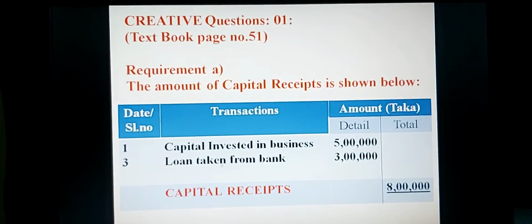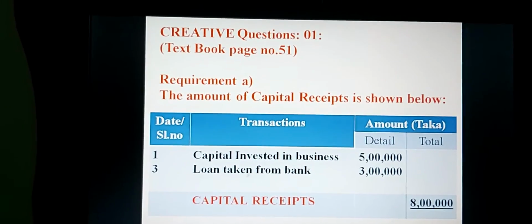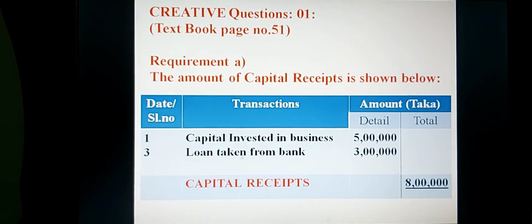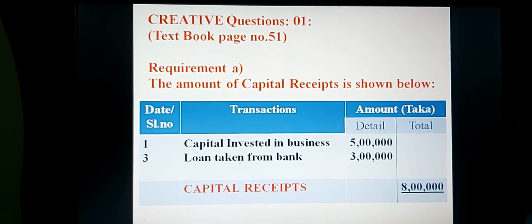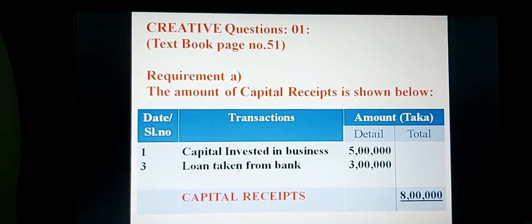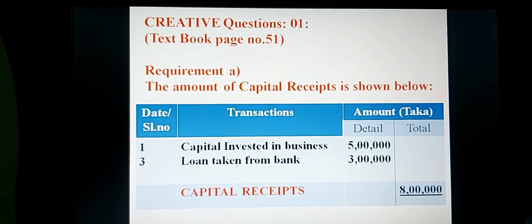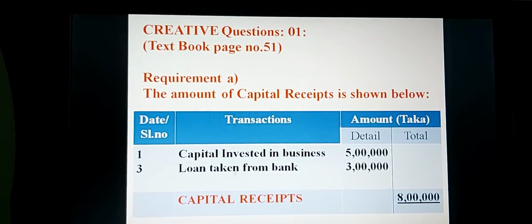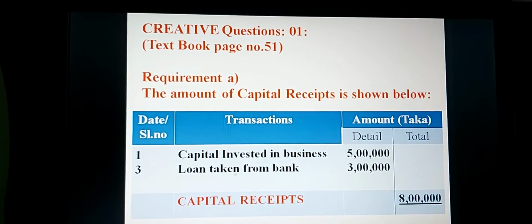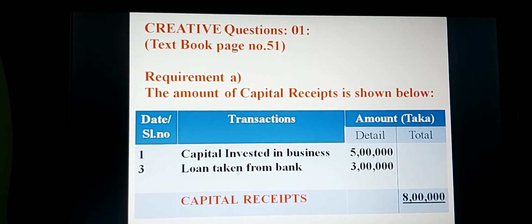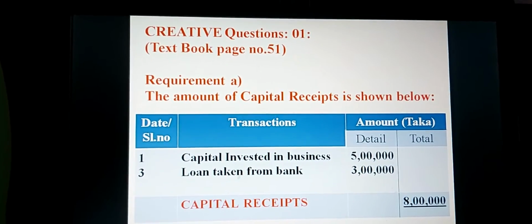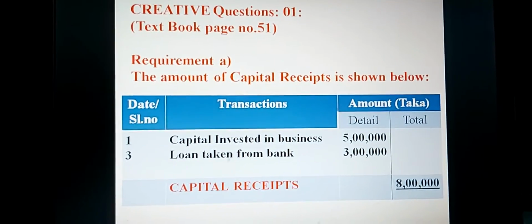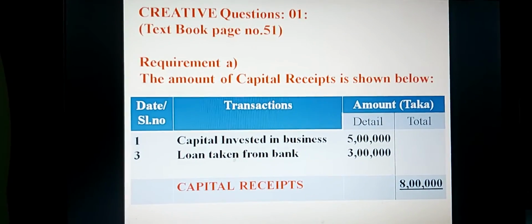Dear learners, I think you've understood very easily how to calculate capital receipt from the stem. I think you can solve all creative questions for capital receipt if you remember only 3 categories of transactions: capital or additional capital, loan or bank loan, and fixed assets sold. Okay, now you can go to your second requirement.